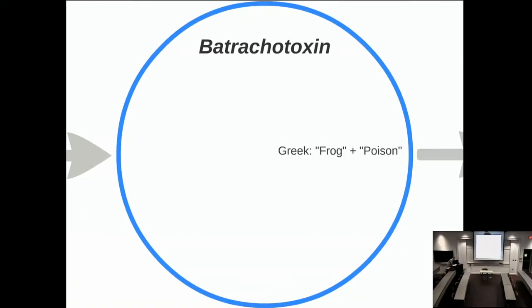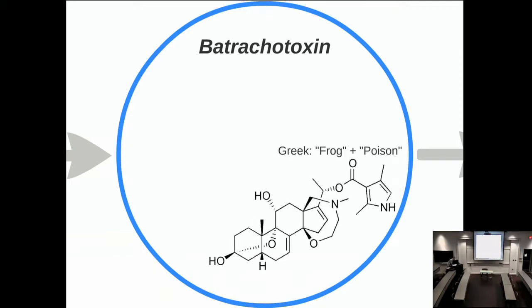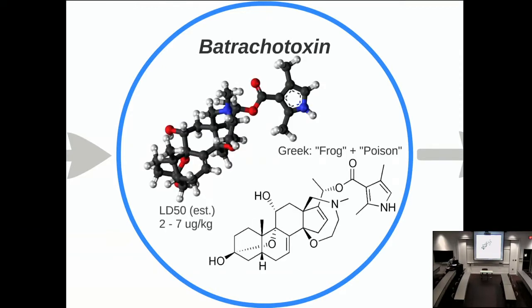Their toxin that they excrete is called batrachotoxin, which is Greek for frog poison. It has the following structure shown here. The LD50 for this is actually fairly low, 2 to 7 micrograms per kilogram, so it doesn't take a lot. This is excreted by the frogs just on their skin. Of course, it's a defense mechanism, which can also possibly be used offensively, but mostly for the frog it's a defensive mechanism.